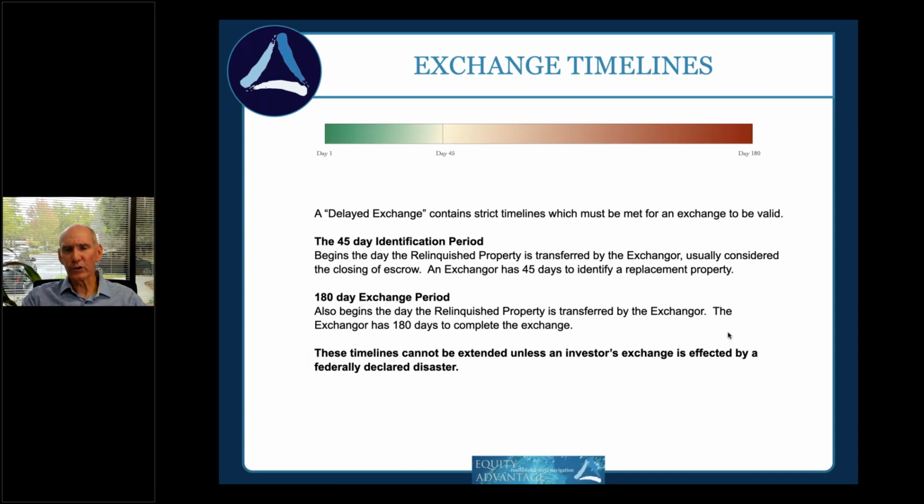And by the way, these timelines cannot be extended for anything other than a presidentially declared national disaster. We had never in the history, 1031 is 100 years old this year, had an extension for any reason until 9/11. And since then, now we've got extensions. Last year, for example, in Oregon, in California, we had extensions for fire, we had extensions for COVID, we've had extensions this year for storms, hurricanes, flooding, a variety of things. And you've got to be able to document that you're actually impacted by this catastrophe for you to have some type of extension granted.